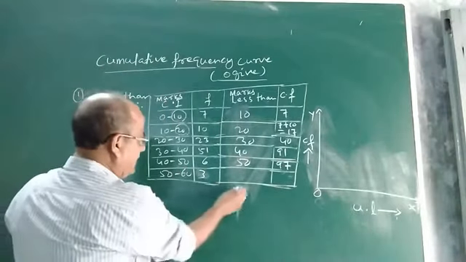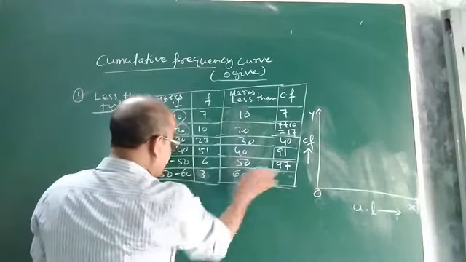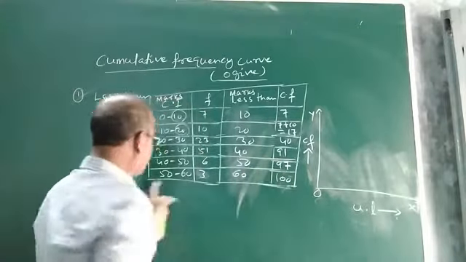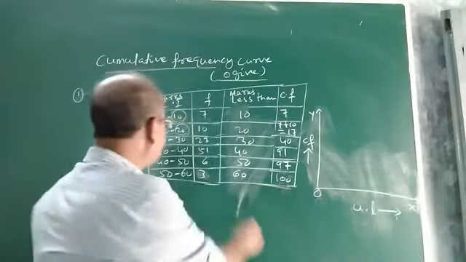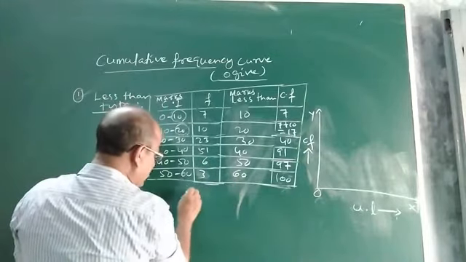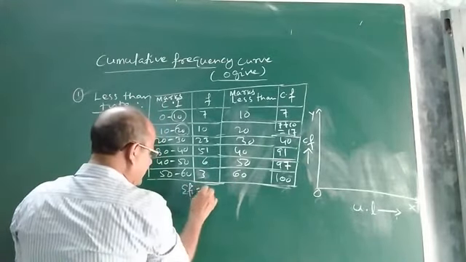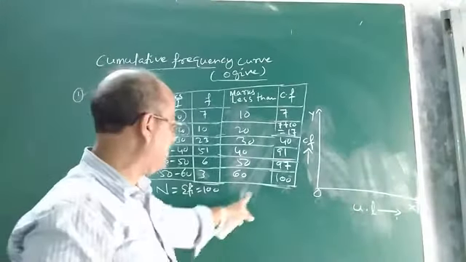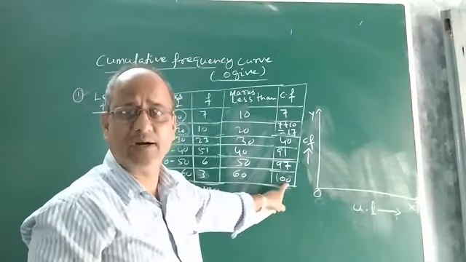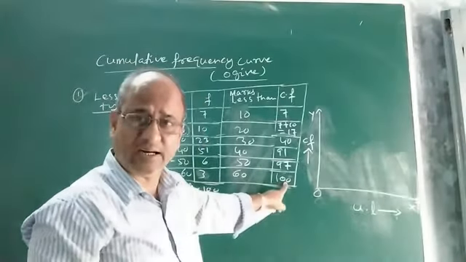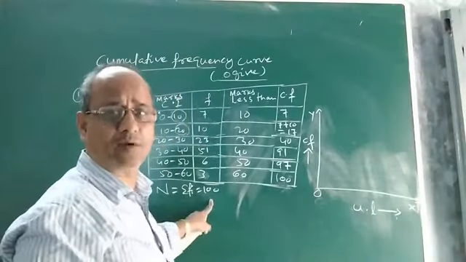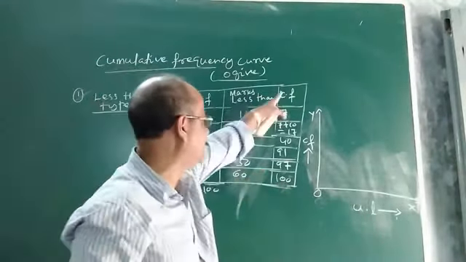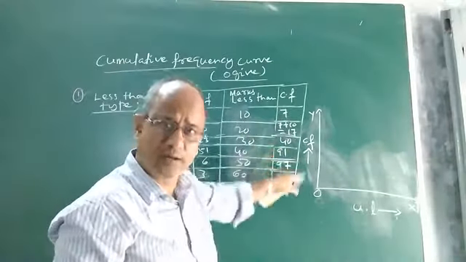And less than 60. How many students? 97 plus 3, it is 100. Look at the last cumulative frequency. Now you add all the frequencies. It will be sigma fi. Sigma fi is 100, that means n equal to 100, the total number of observations. Now look at the last cumulative frequency. This is 100, and the sum of frequencies, or total number of observations, is 100. That means you found all the cumulative frequencies.